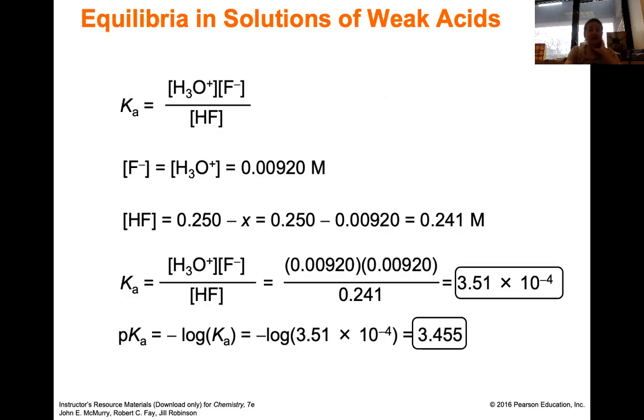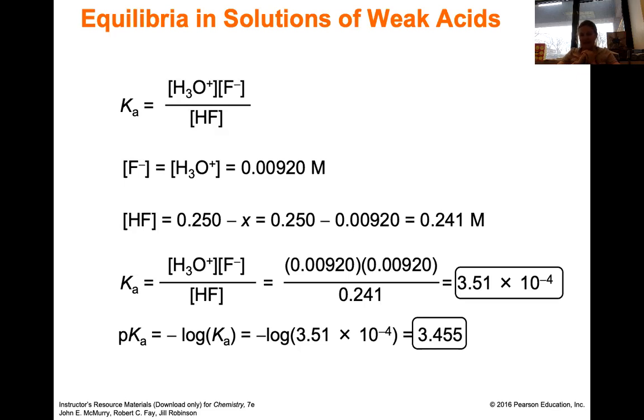So we can use that information to plug into our expression for a Ka. Both the F minus and the hydronium ion concentration are the same. The HF is 0.250 minus that, which doesn't change it much, but it's down to 0.241. So if we just put those concentrations into our equilibrium expression, we can solve for Ka, and in this case, get 3.51 times 10 to the minus 4.